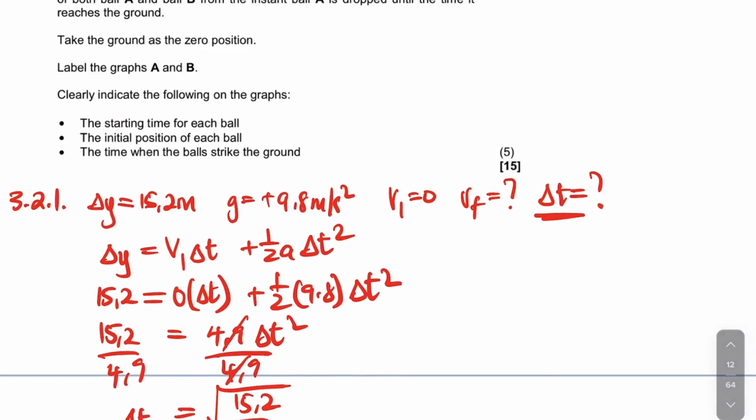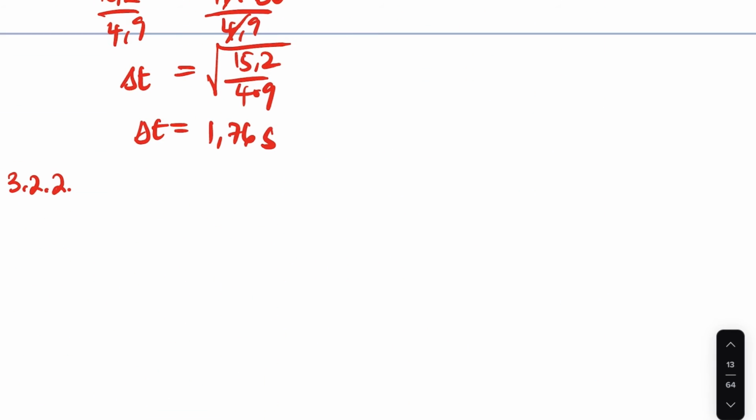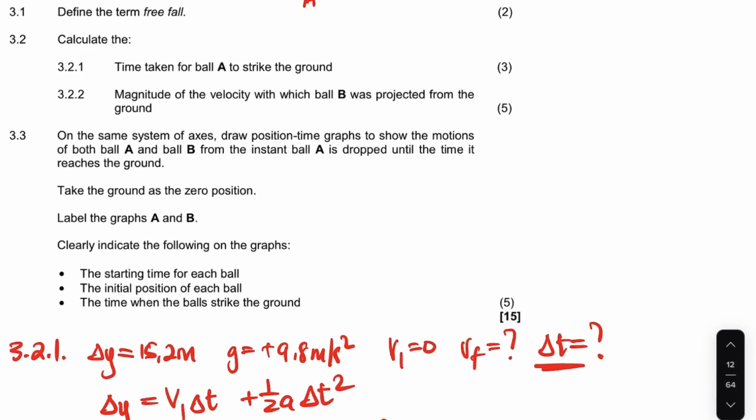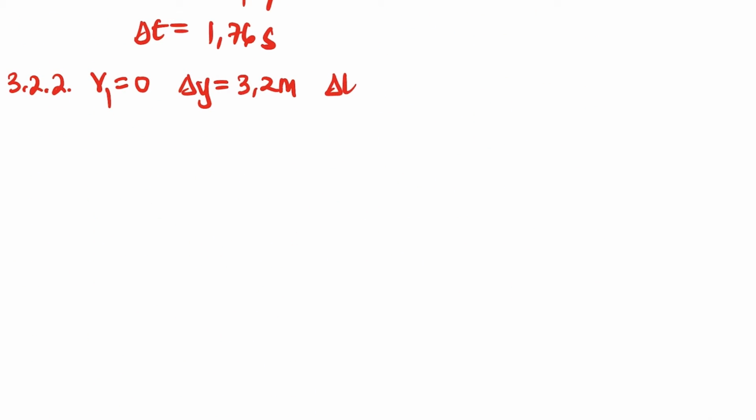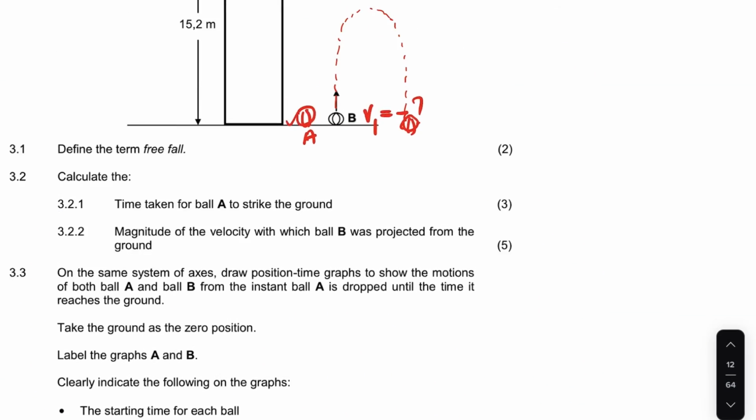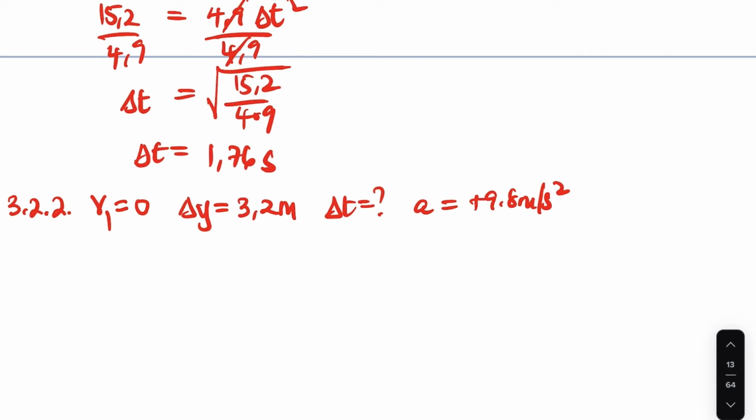In 3.2.2, we'll calculate the time. So we know the initial velocity of ball A, and we know the displacement, it's 3.2 meters, right? And what else? We want the time there, and the acceleration, we know it's positive 9.8 meters per second squared because it's going down. This is for ball A, guys. We're calculating the time it took to reach the displacement of 3.2 meters.